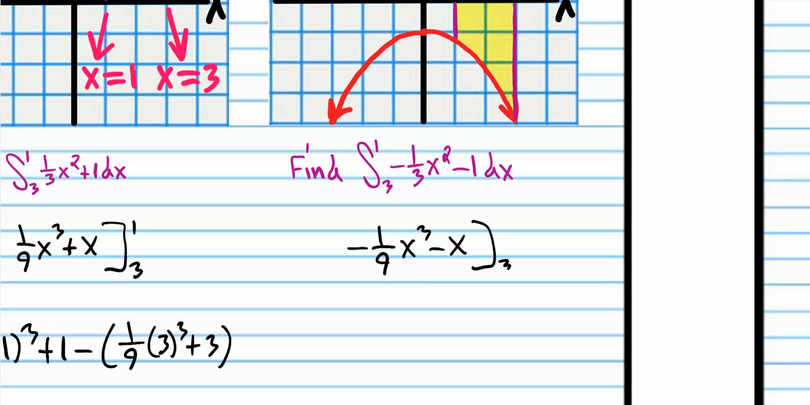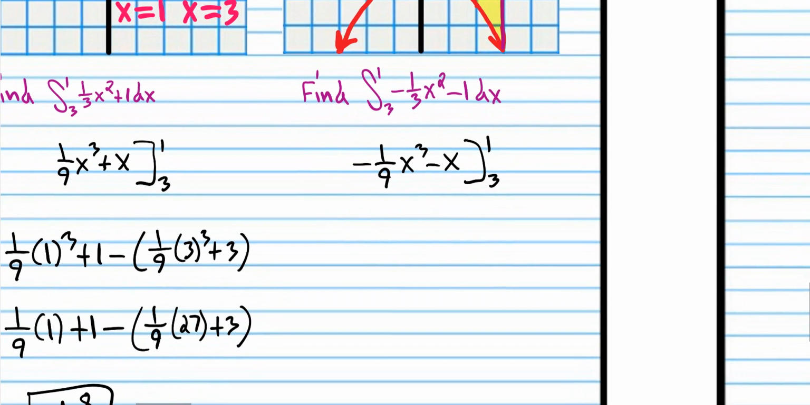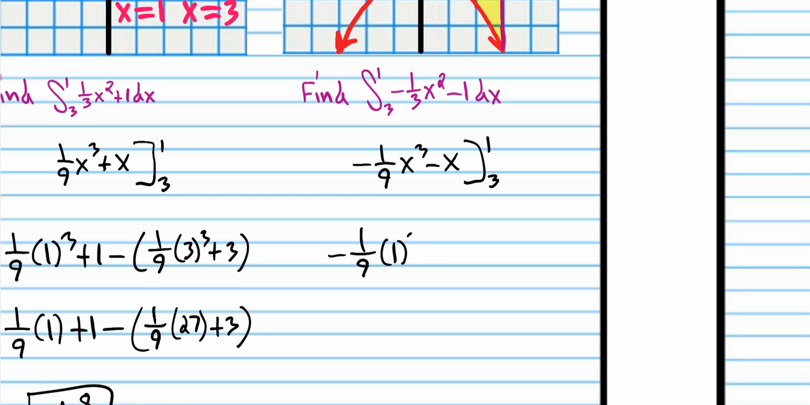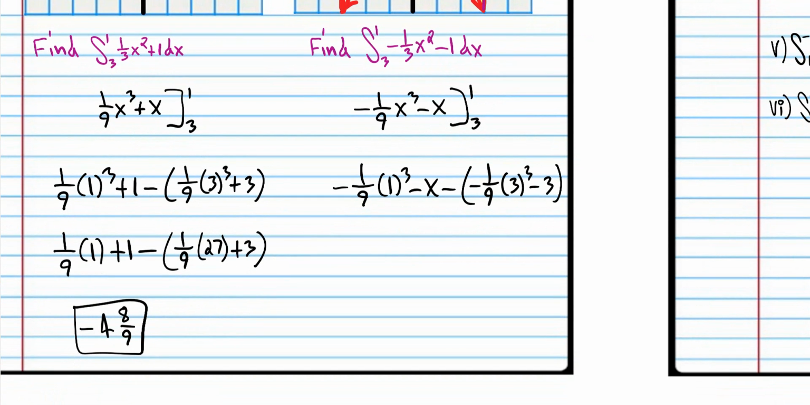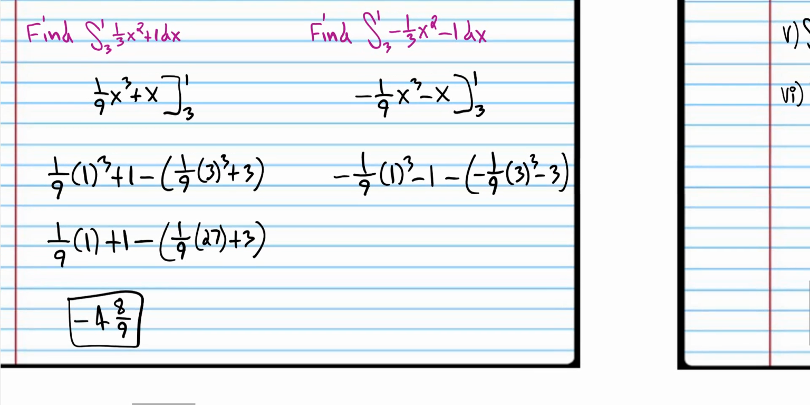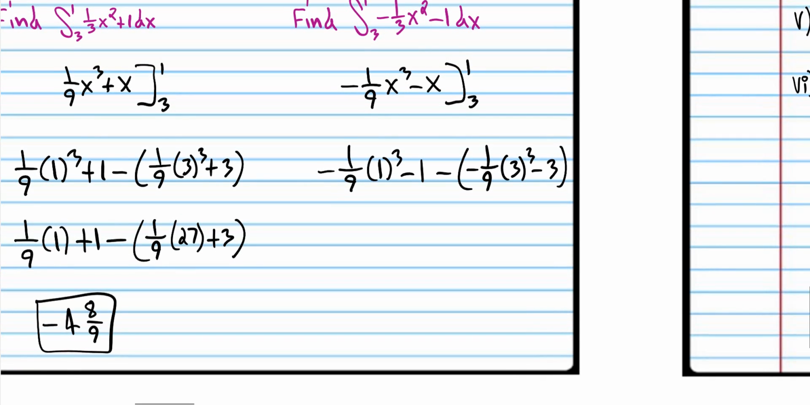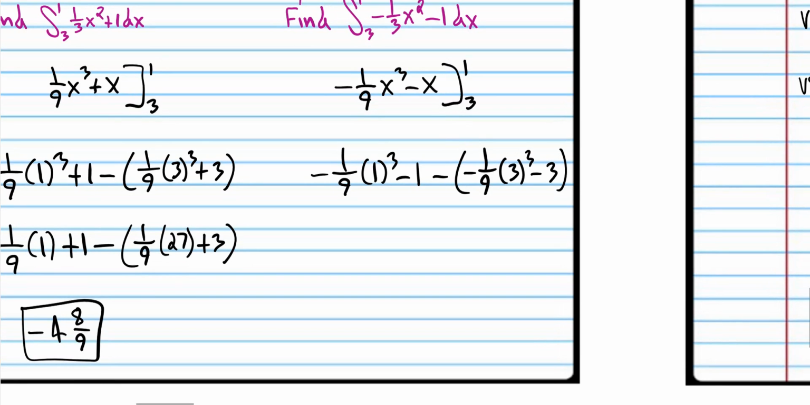So instead of integrating from 1 to 3, we're integrating from 3 to 1, and we're going to plug in 1 to the antiderivative, and then we're going to plug in 3 to the antiderivative and subtract. Whoops, I don't know why I wrote an x there. And we'll see what happens.